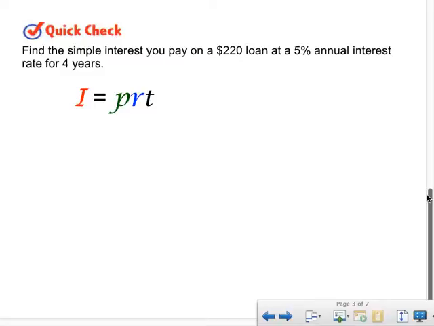When you're done, if you could put your pencils down. So I still see a few people writing. I'm going to go ahead and fill in the formula.